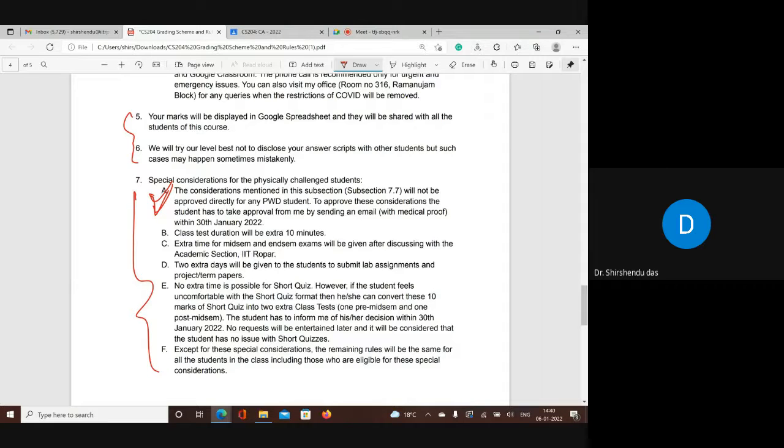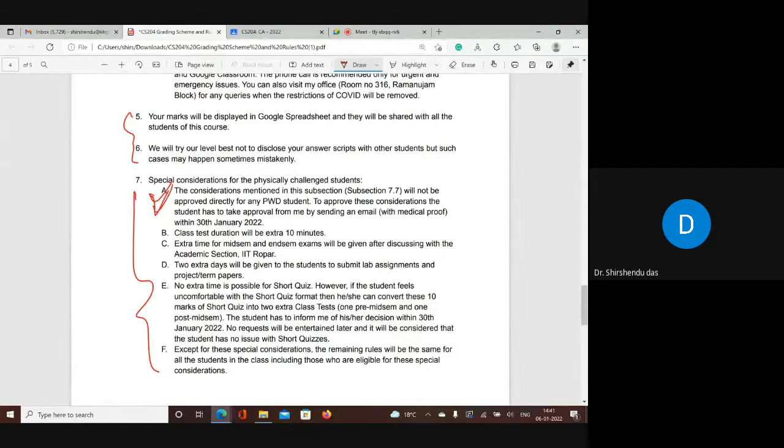But yes, there will be no extra time possible for short quiz. Why? Because short quiz will be only for 10 minutes, and after that I may need to discuss something else in the class. So if I give you more time in that slot, it will be difficult for me to manage. That's why there will be no extra time for short quiz.